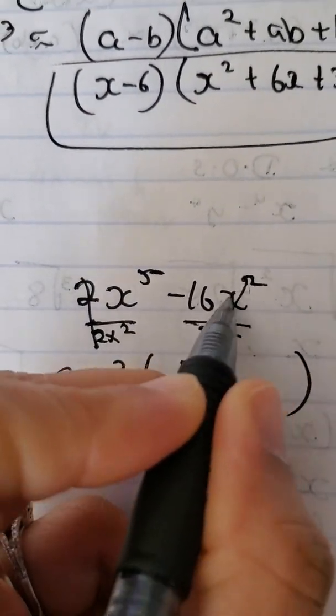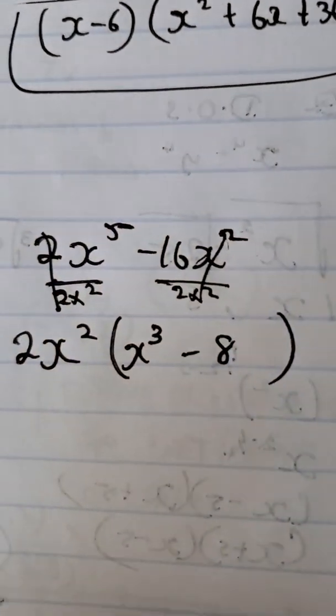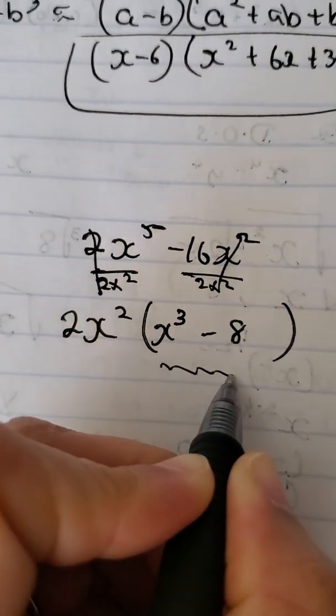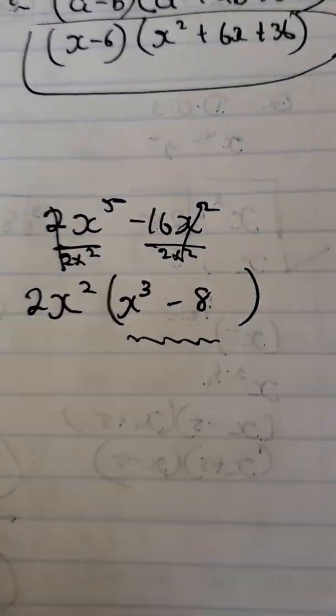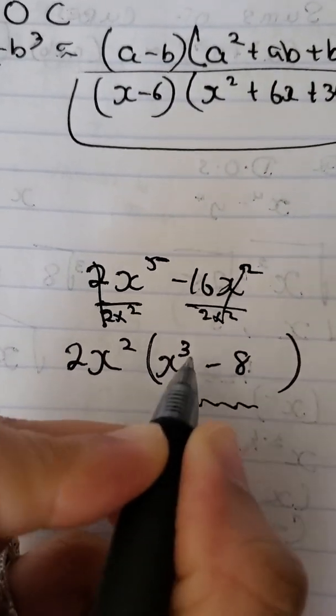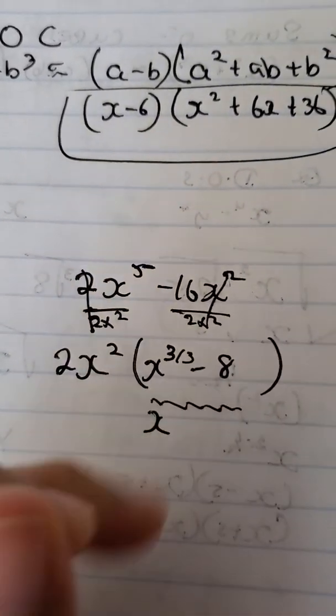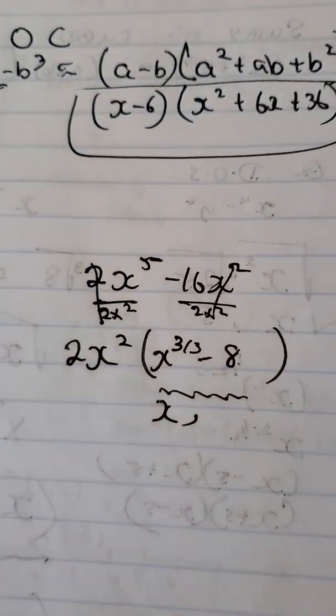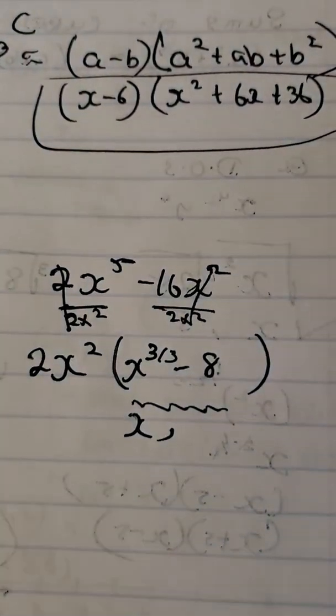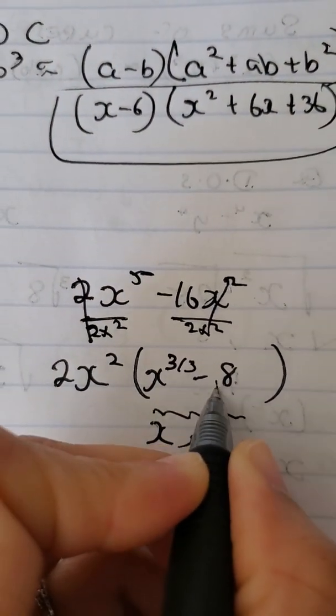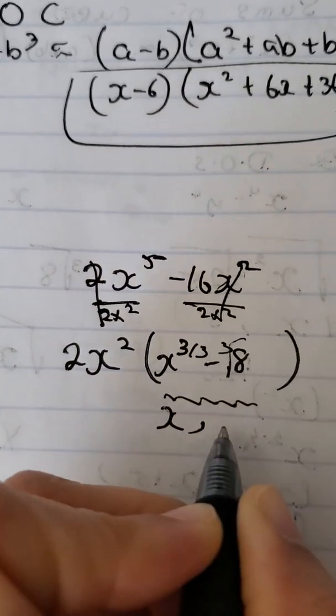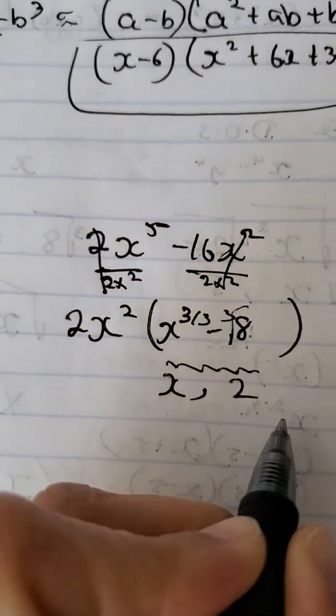And guess what I'm left with? Minus 8. Ha! This looks like a difference of cubes to me. So let's go for it. So that's x, if I find the cube root of x cubed, and we know by experience that the cube root of 8 is 2. So here's my a and here's my b.